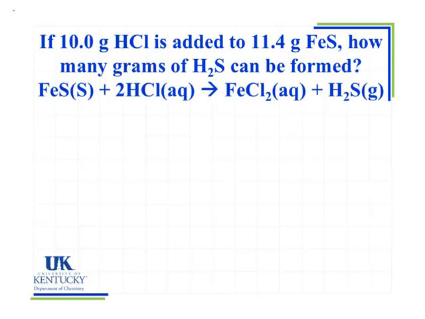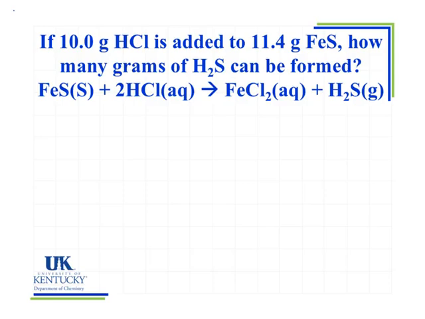If 10 grams of HCl is added to 11.4 grams iron sulfide, how many grams of H2S can be formed? I'm given a balanced chemical equation, which I'm going to need later on when I do the calculation. And right now I'm going to put in all my molar masses for each substance. That way I have them there when I need them.